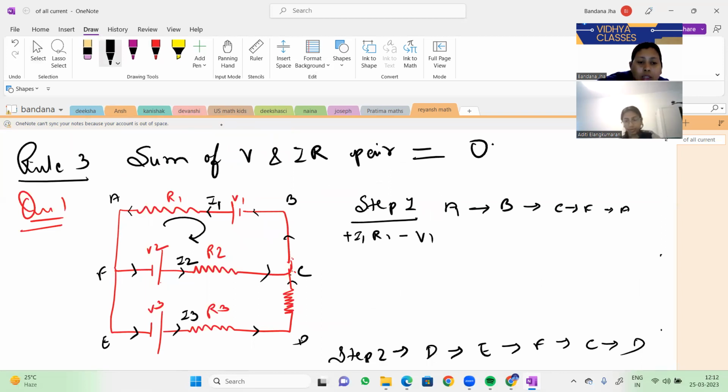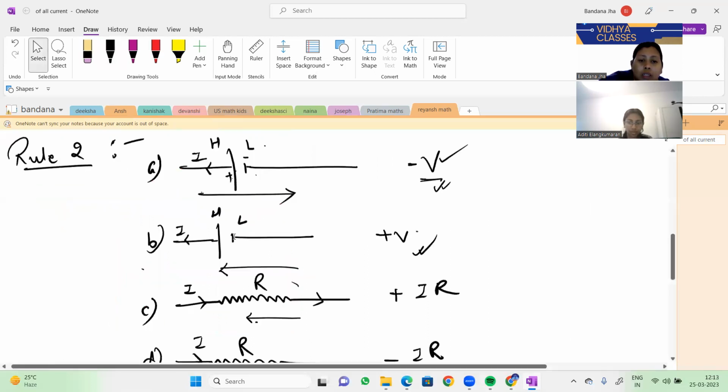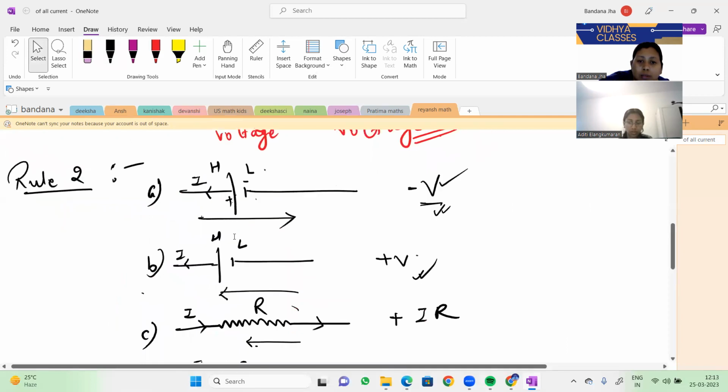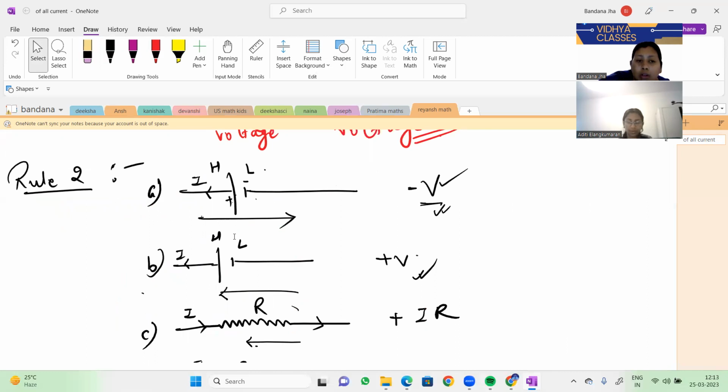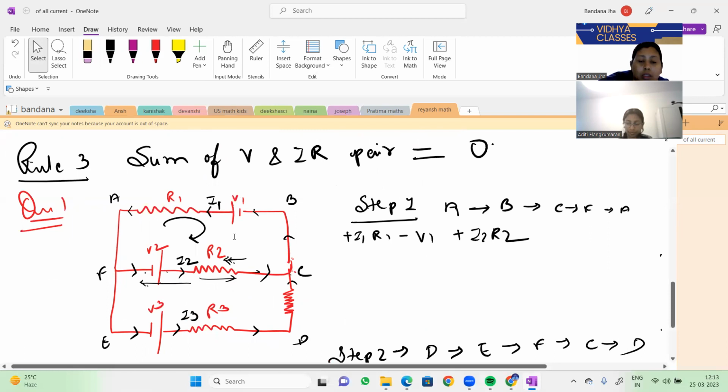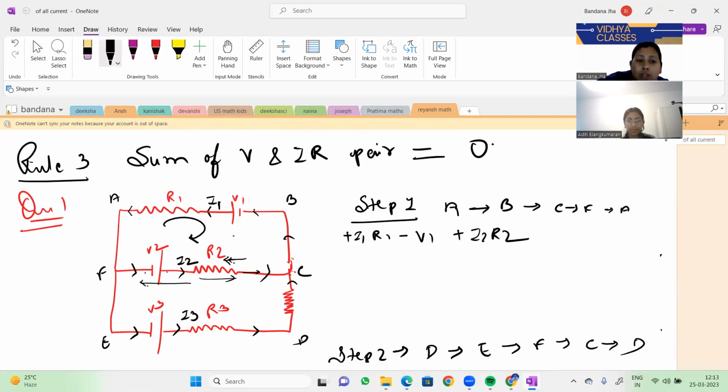Then after traveling to B, is there any resistor? No. Then I travel to C to R2. Current is going in this direction and I am going against the direction of the current, so this will become what? Positive I2 R2. Understanding? Now I am traveling from high to low. High to low is negative, see, the diagram is negative. We are in the opposite direction, correct? So minus V2.